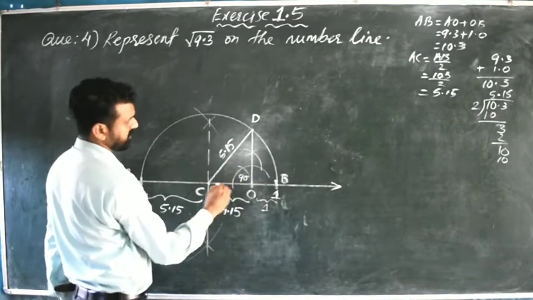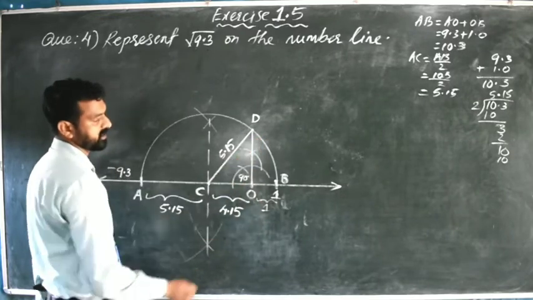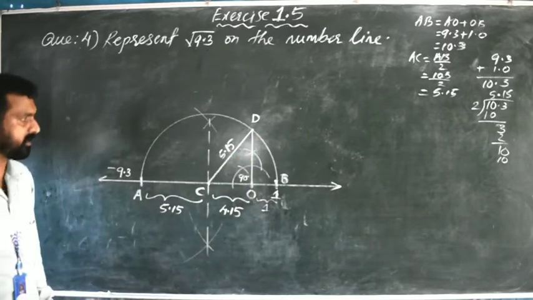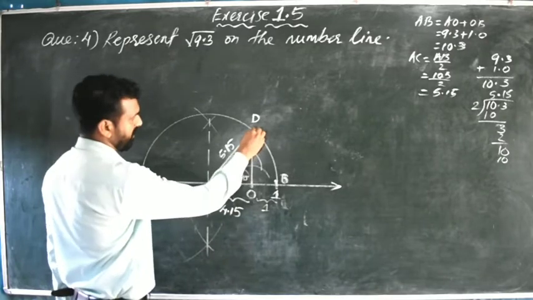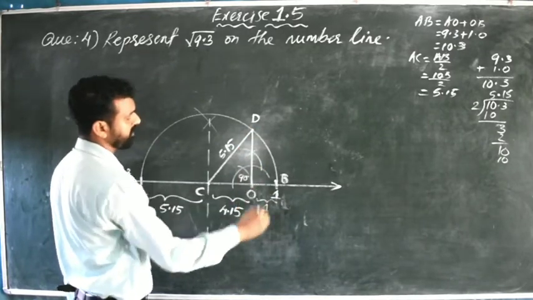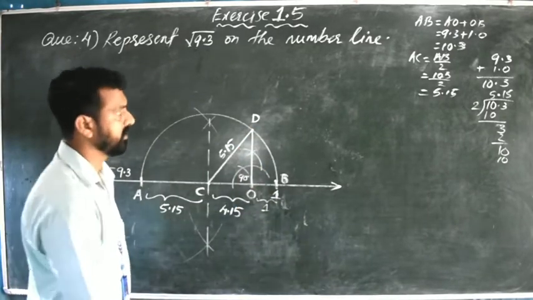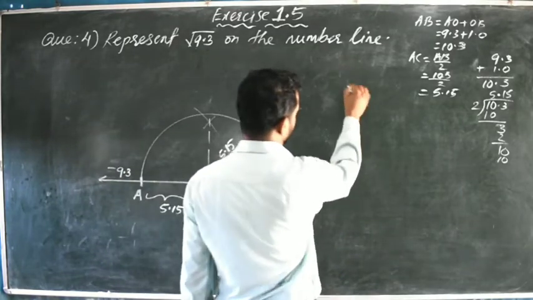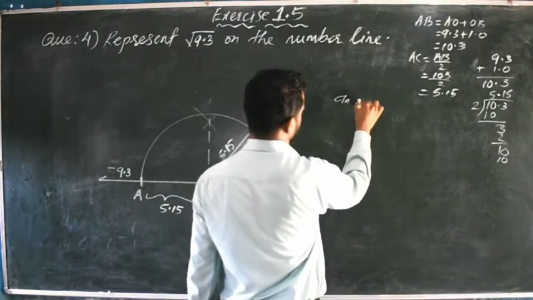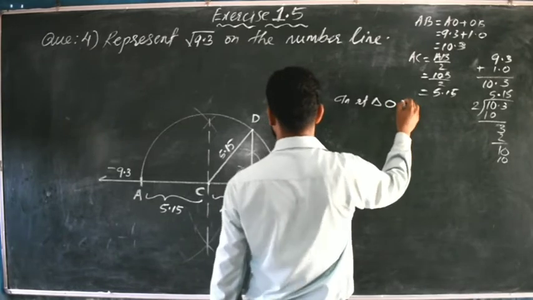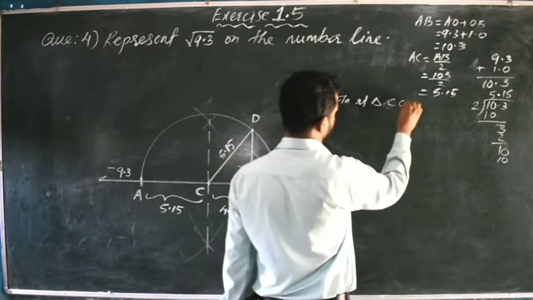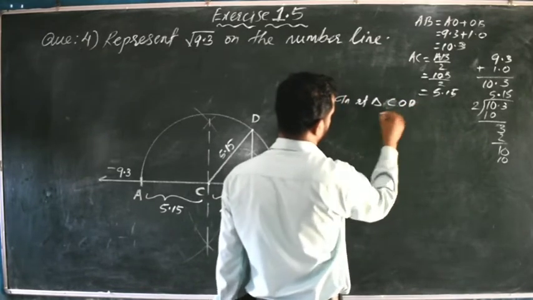So COD is a right angled triangle. From that right angled triangle, we can find out OD. How can we find that out? So we have to write it here. In right triangle COD, by Pythagoras theorem.